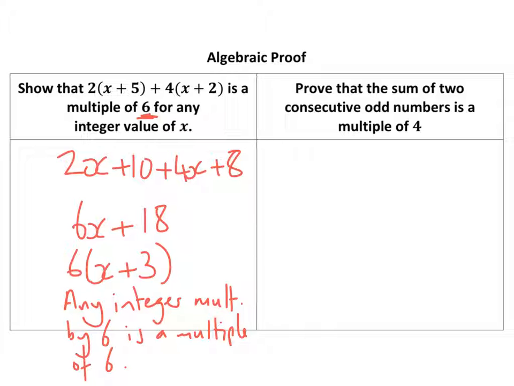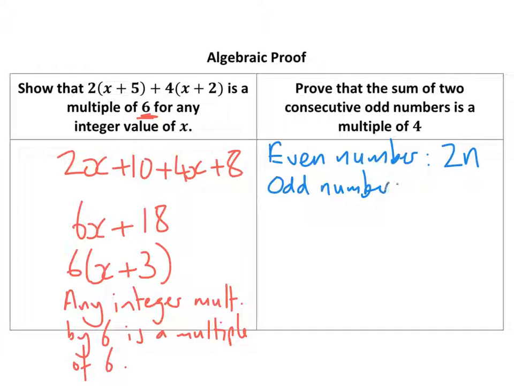So we now know that an even number is always in the 2 times table. In algebra, we write that like that. So that's fairly obvious. So therefore, an odd number is going to be 2n. I'm going to choose plus 1. I could choose minus 1. That's fine. And then it says consecutive.